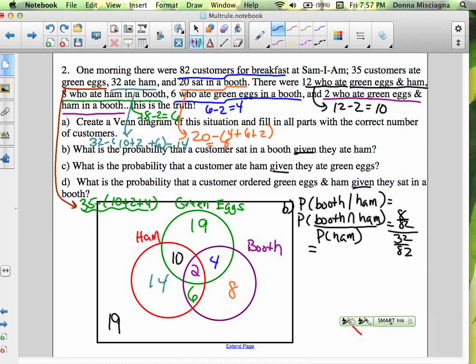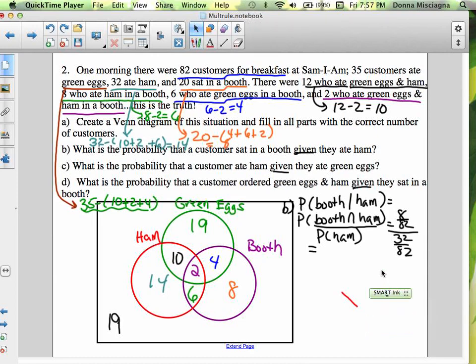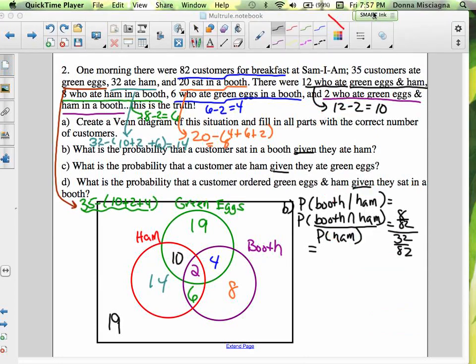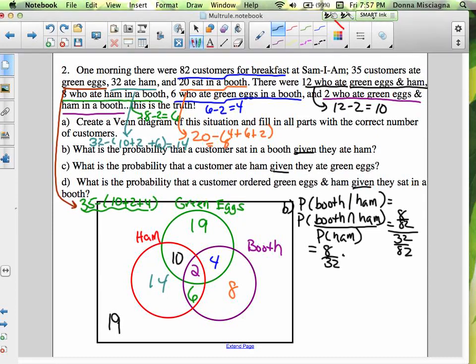I bet you I'm going to run out of space. What I am going to do is move my recording box. All right, so that's going to be 8 over 82 times the reciprocal of 32 over 82, because you'd multiply by the reciprocal. So 8 over 82 times 82 over 32. Nicely, this will reduce. The 82s cancel out completely, and then 8 and 32 reduce as well. So that's going to be 1/4. So 1/4 of the people sat in a booth given that they ate ham.